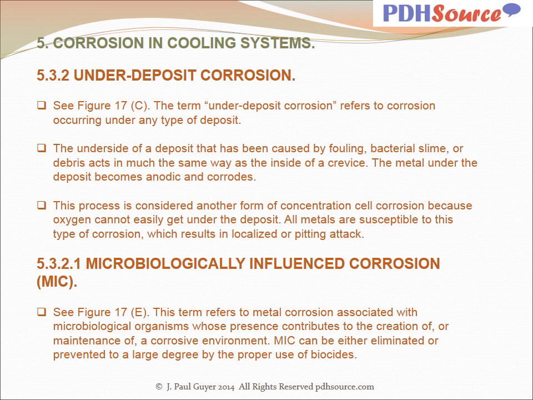Under deposit corrosion refers to corrosion occurring under any type of deposit. The underside of a deposit that has been caused by fouling, bacterial slime, or debris acts in much the same way as the inside of a crevice. The metal under the deposit becomes anodic and corrodes. This process is considered another form of concentration cell corrosion because oxygen cannot easily get under the deposit. All metals are susceptible to this type of corrosion, which results in localized or pitting attack.